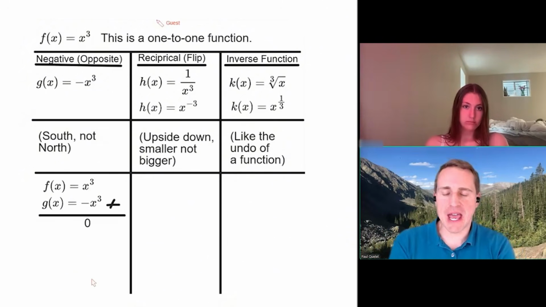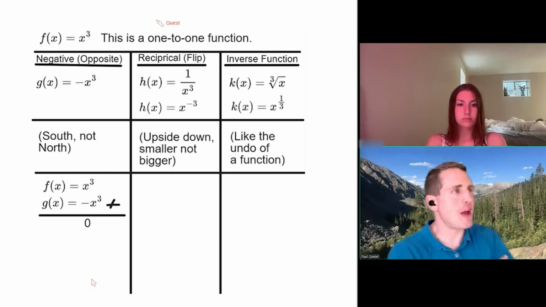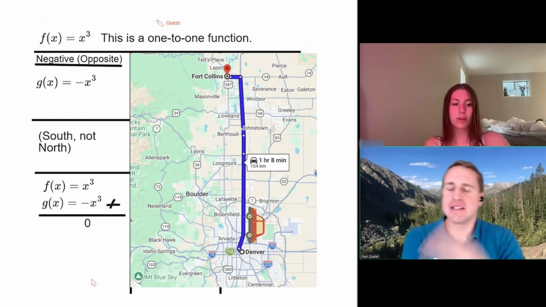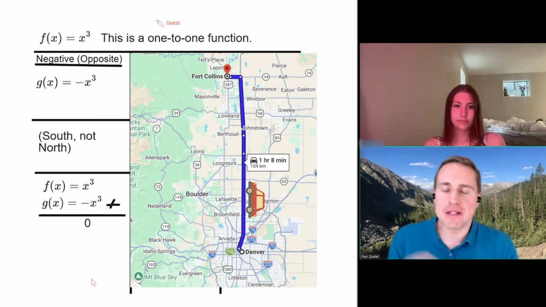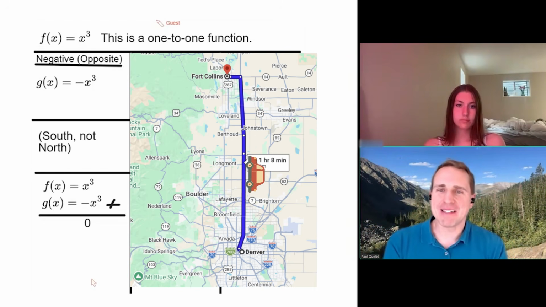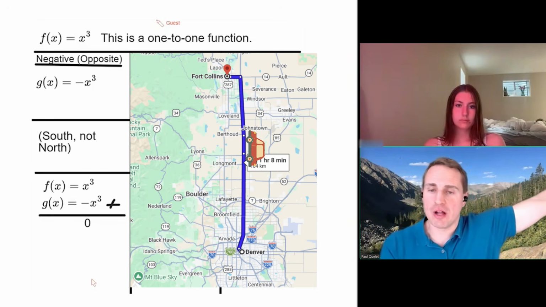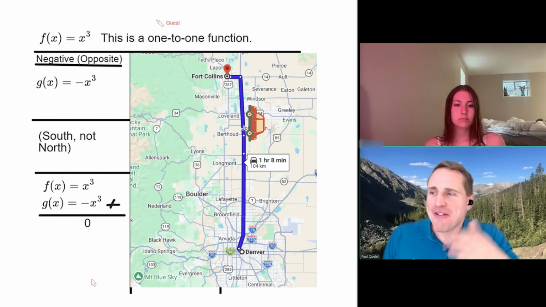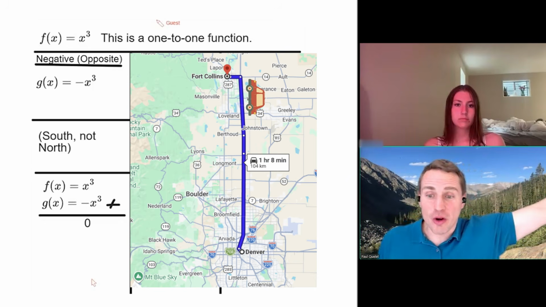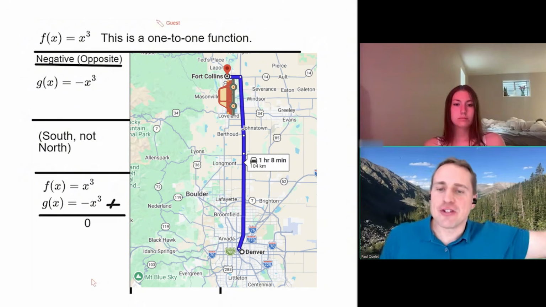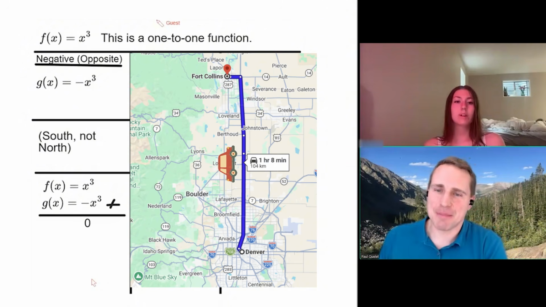Suppose f of x equals x cubed represents driving from Denver to Fort Collins. Let's suppose it's 3 in the morning and nobody's on I-25 and the positive x-axis is oriented towards Fort Collins. If there's no cars around, if f of x is driving towards Fort Collins, north, positive x, then the negative is just driving from Fort Collins to Denver. Just the opposite. See how that works?